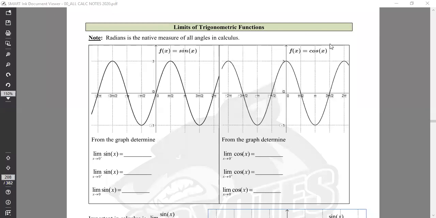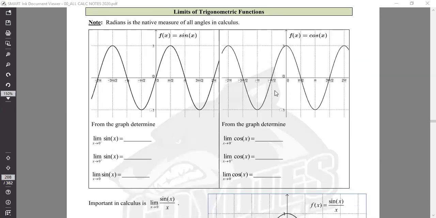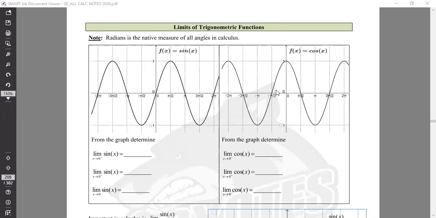All right, here we go. We are about to start in calculus with trigonometry. We should be on page 208 or so of your workbook, depending on which version of the workbook you have. So we will be beginning with this. We actually are not going to get into derivatives quite yet.